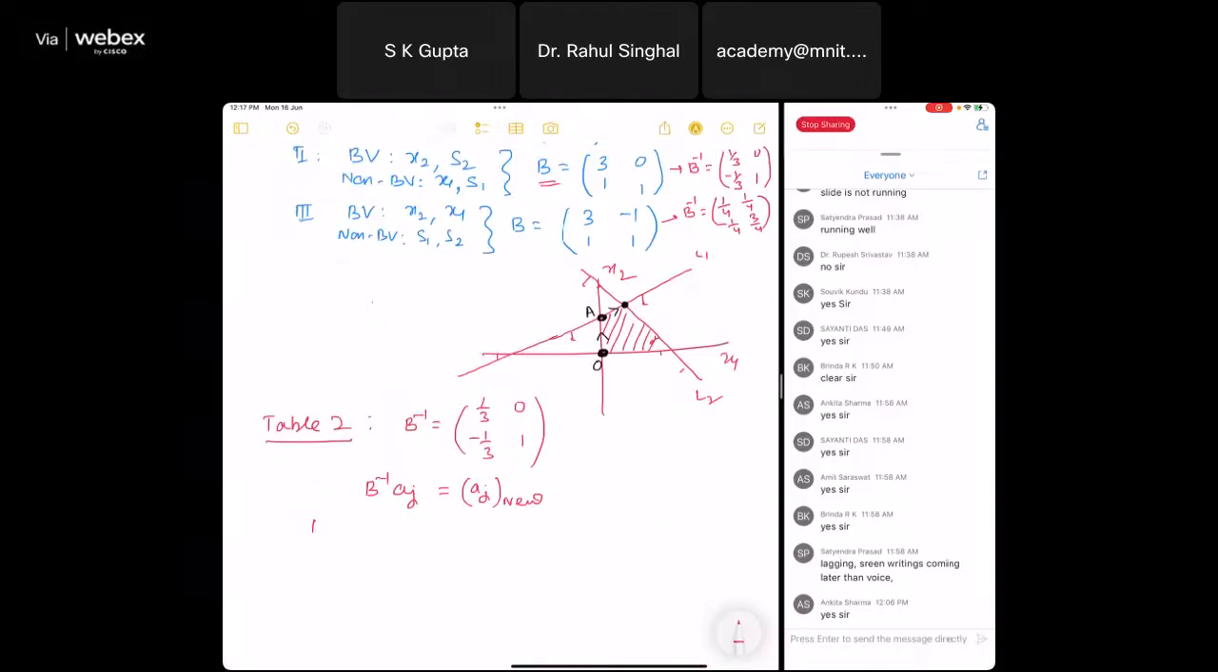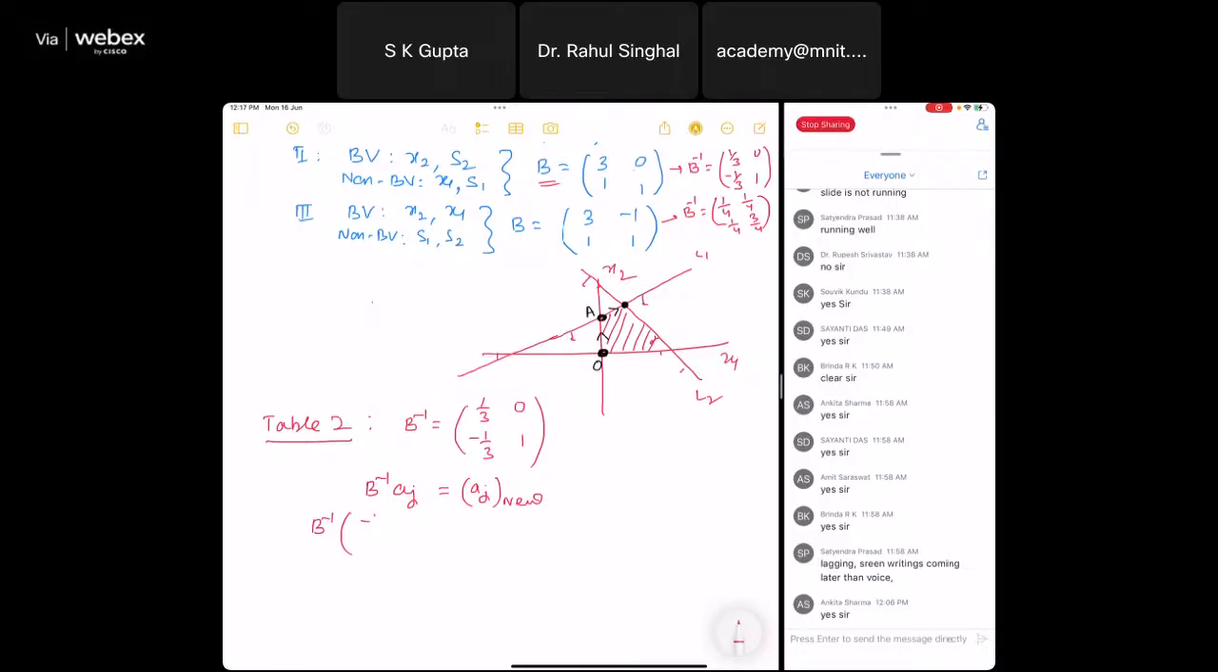So B inverse A2. A2 is what? Minus 1, 1. B inverse is what? 1 by 3, 0, minus 1 by 3, 1. And this is minus 1, 1. You multiply these two, which gives minus 1 by 3 and 4 by 3, which is your new A2, this column.